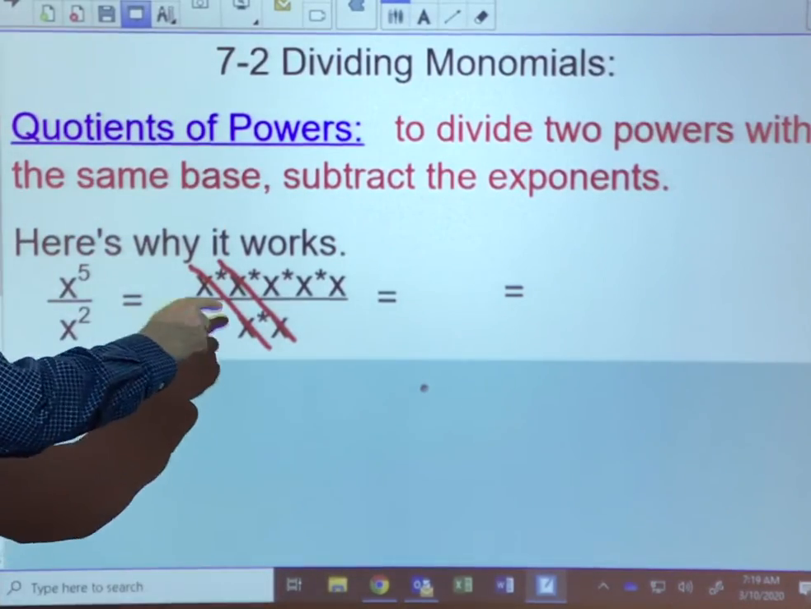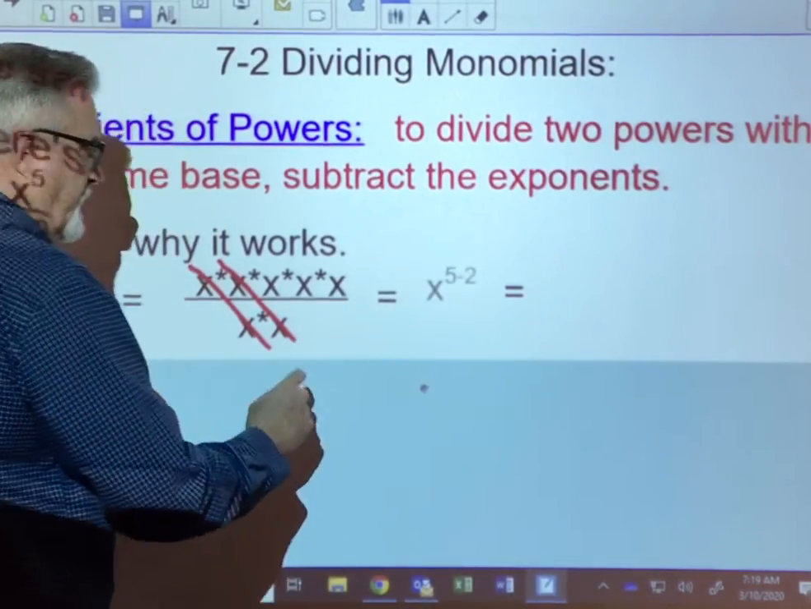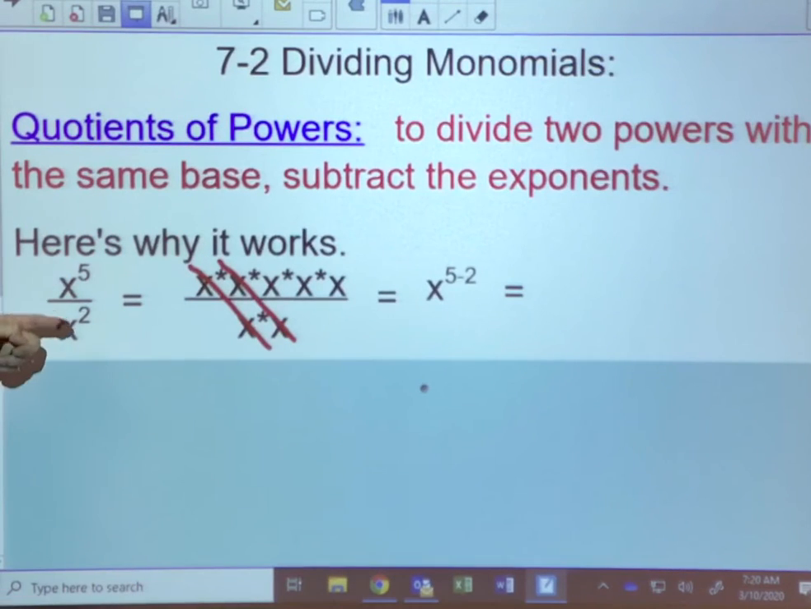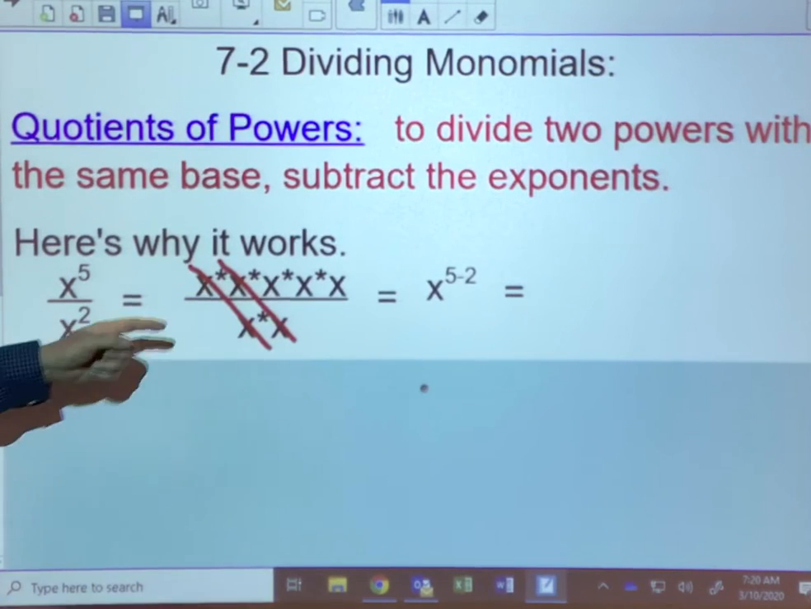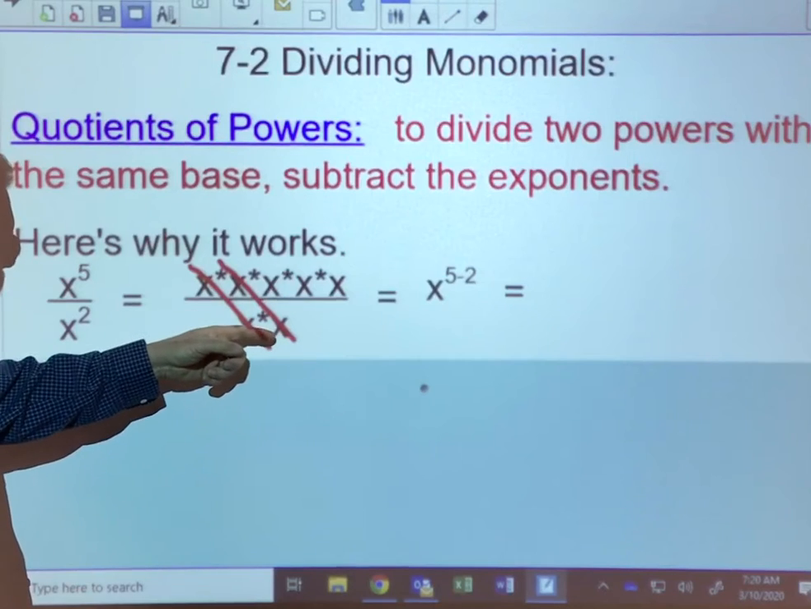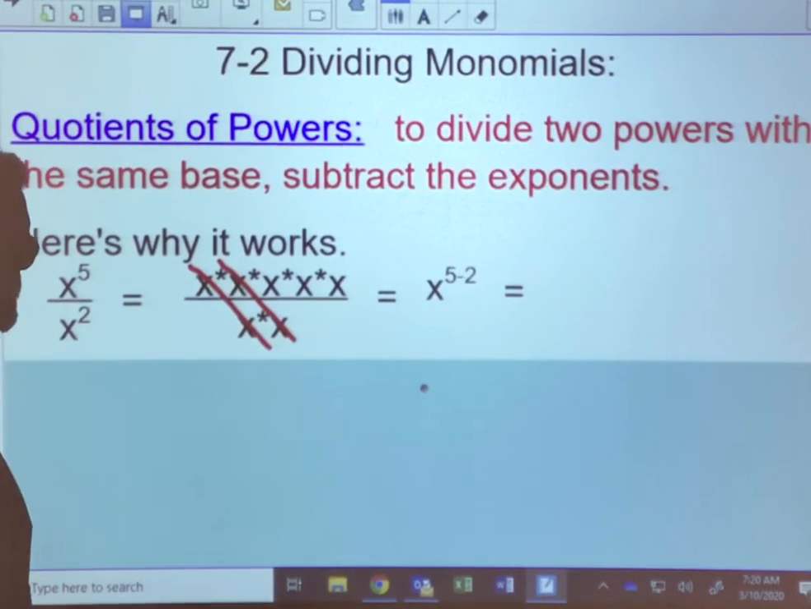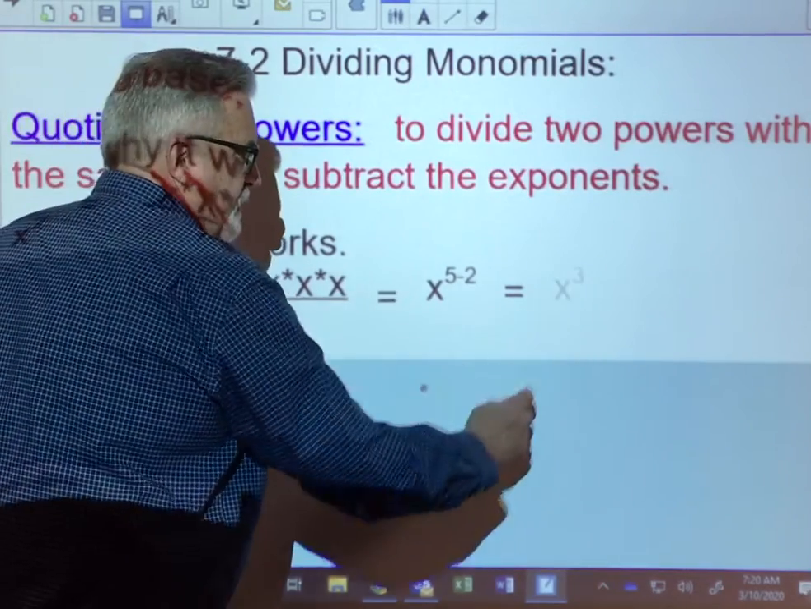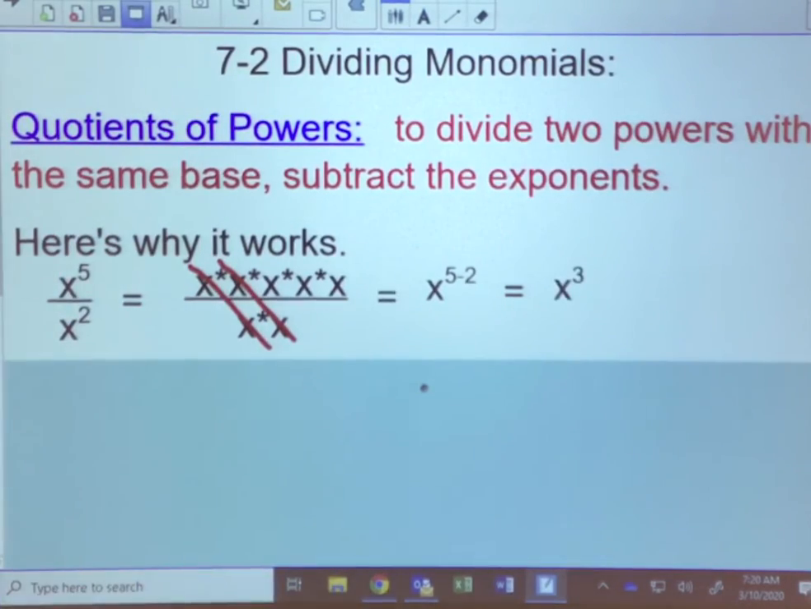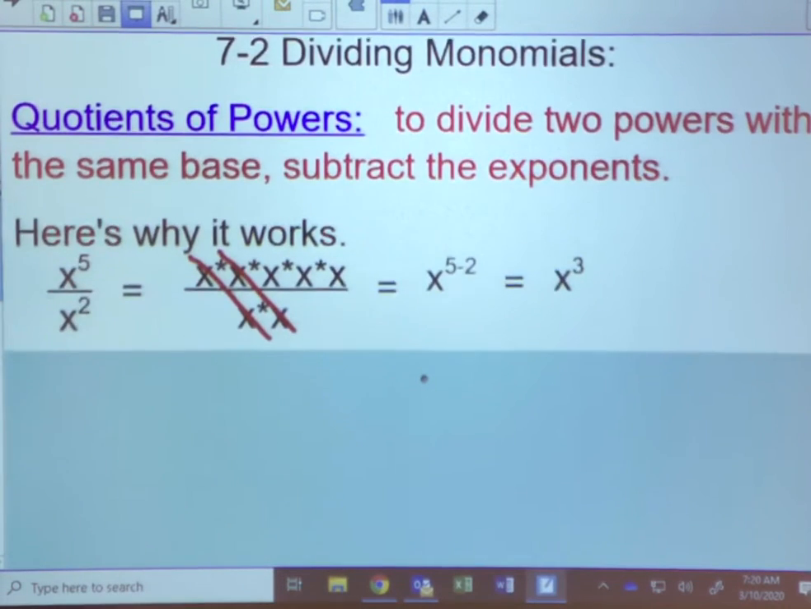So let's look at why this rule actually works. If we take x to the fifth power minus x to the second power, what we're actually doing is that minus 2 is where we're canceling out. We're able to cancel out 2 of those x's. And what we're left with is x to the third power. So that's just a simple explanation as to why it works.